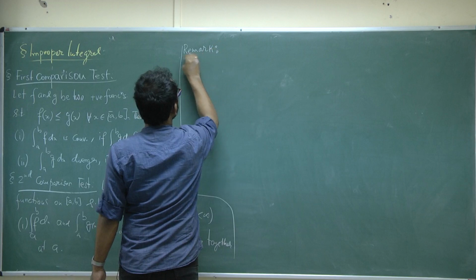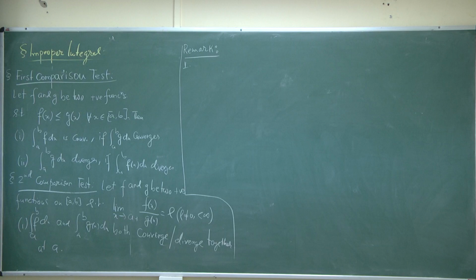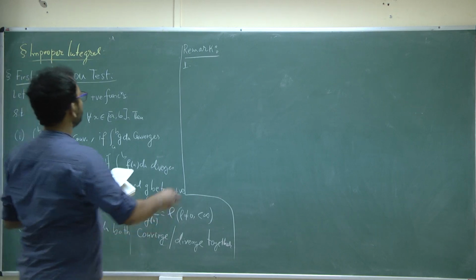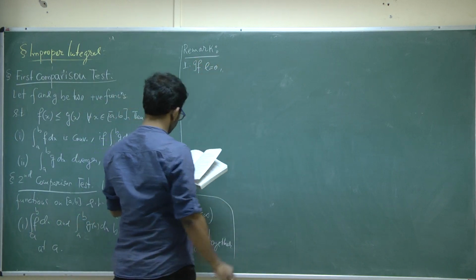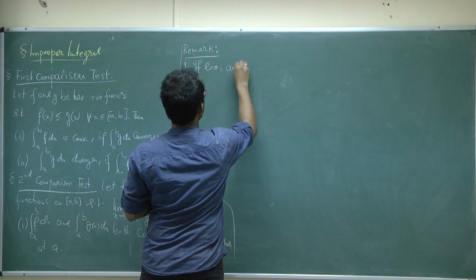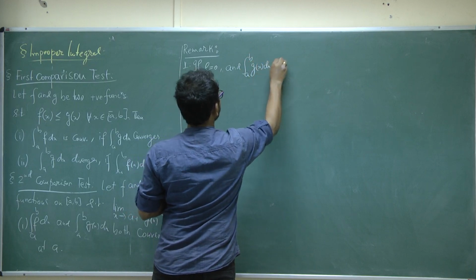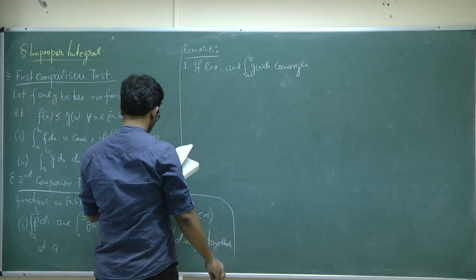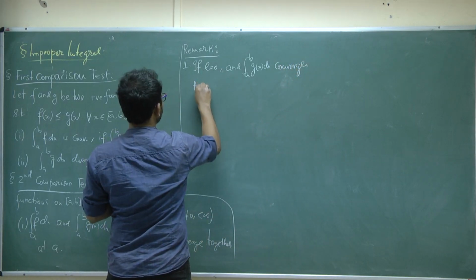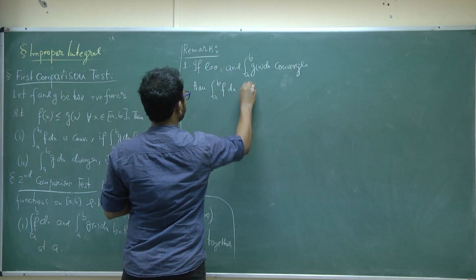So, the first remark is if L is becoming 0 and the integral from a to b of g(x) dx converges, then the integral from a to b of f(x) dx also converges.